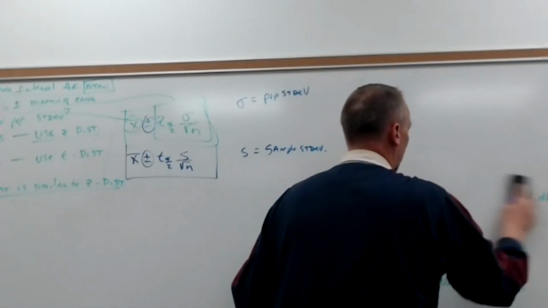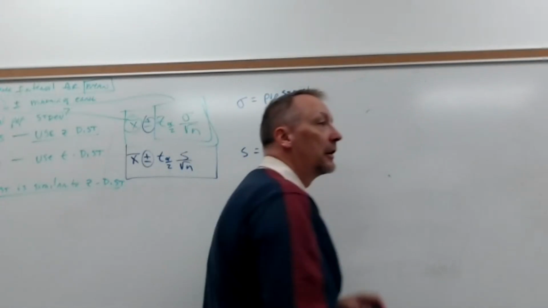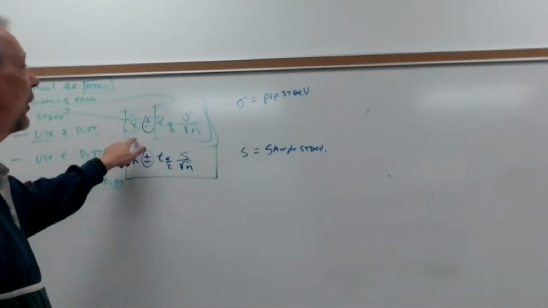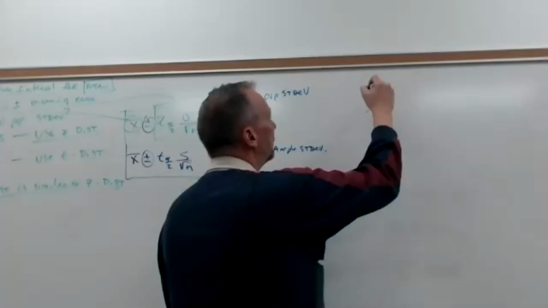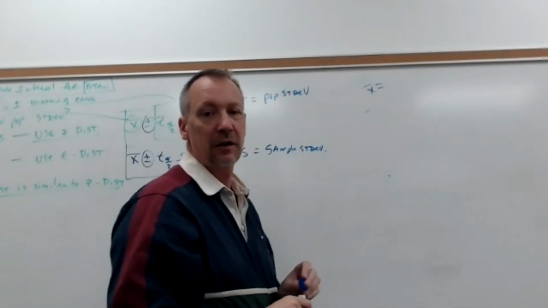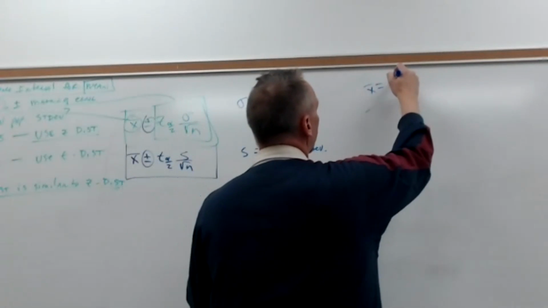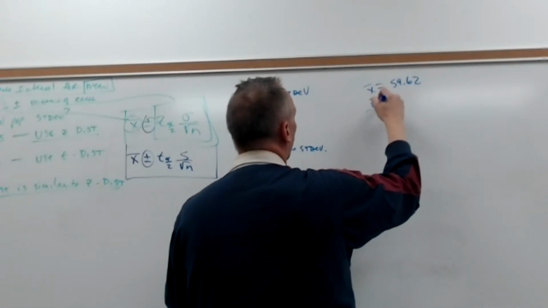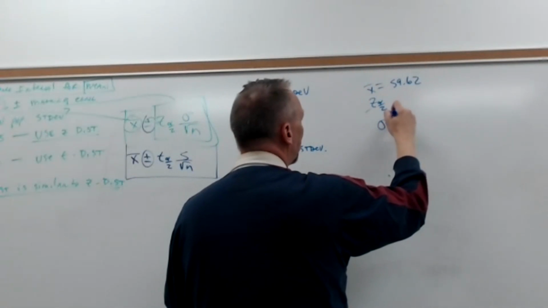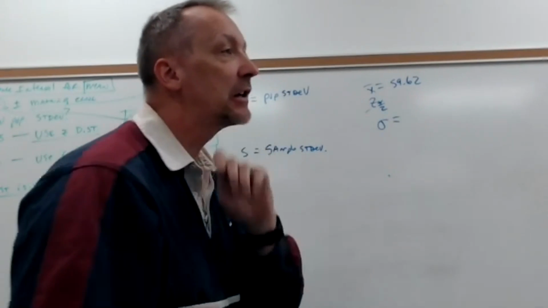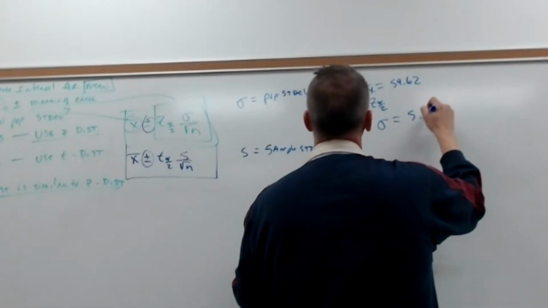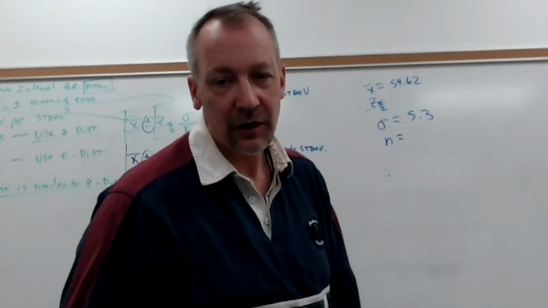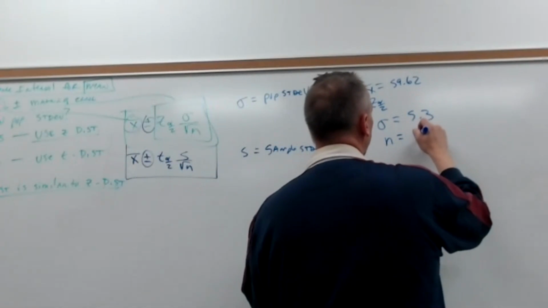So let's pick on Aaron. Can you help me do this? Okay. What do I need to know? I need to know my X bar. My X bar, it told me, was 59.62. I'm going to need to know my Z sub alpha over 2. I'm going to need to know my sigma, which I do know. It is 5.3. And my N, oh, I didn't say how many cars, or did I? Oh, 12 cars. N is 12.